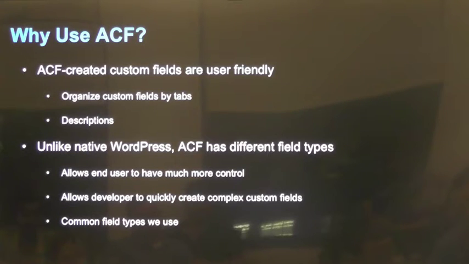So like I said, ACF is not just limited to the key value based text fields. It has a wide array of different field types. For example, it has text areas, file uploads, images, WYSIWYG, date picker, Google Maps, repeaters, and the list goes on and on. Some of them we won't even get to today, some of them are beyond our scope, but we'll stick to the basics.